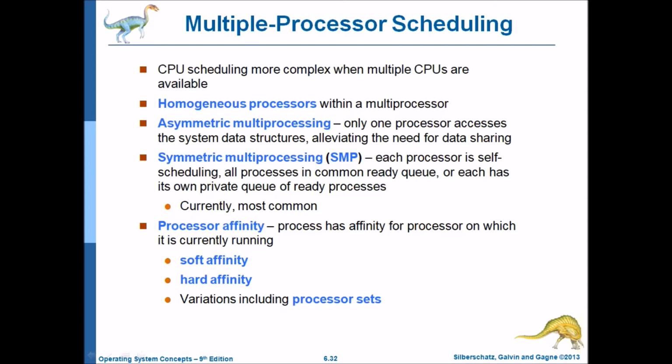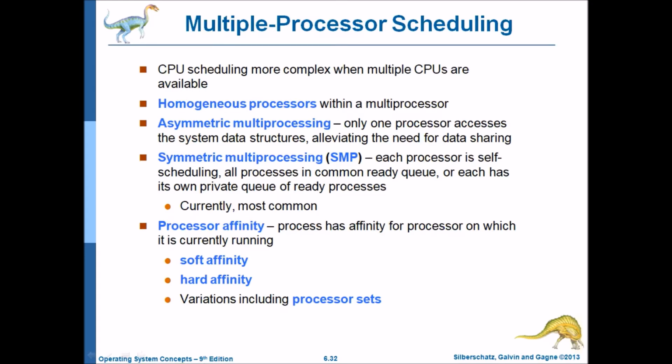Our discussion so far has focused on the problems of scheduling the CPU in a system with a single processor. So now we will deal with multiple processor scheduling. CPU scheduling problems become more complicated when there are multiple CPUs available, because now there is more than one CPU which must be kept busy and in effective use at all times.